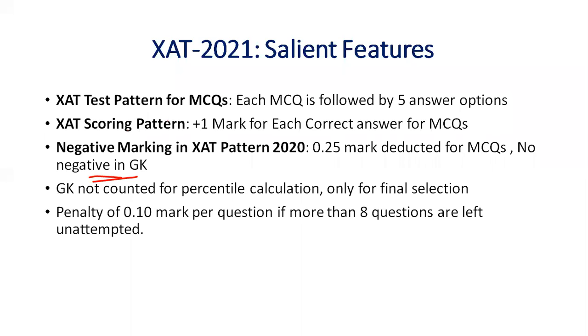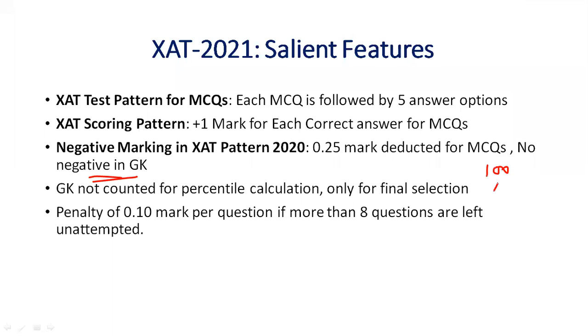Would anyone like to explain the meaning of this, which is given in your XAT instruction form? Yes, sir. If you leave the first 16 questions, then -2... If you leave the 9th, 10th questions, it will be minus 0.1. So see guys, you have 100 questions, right?